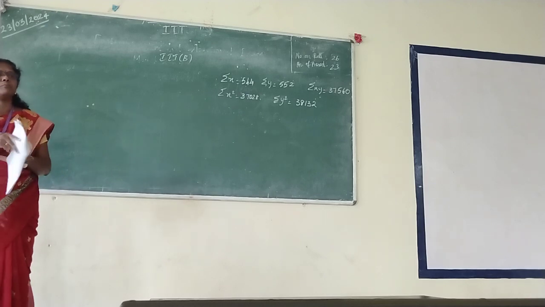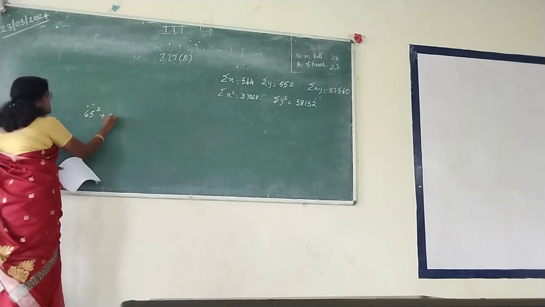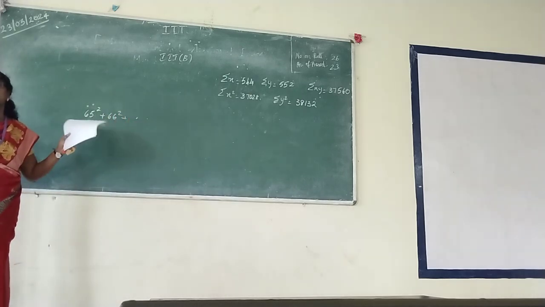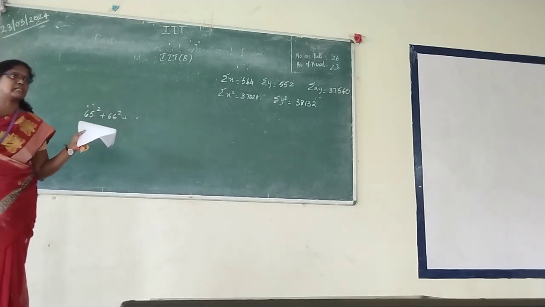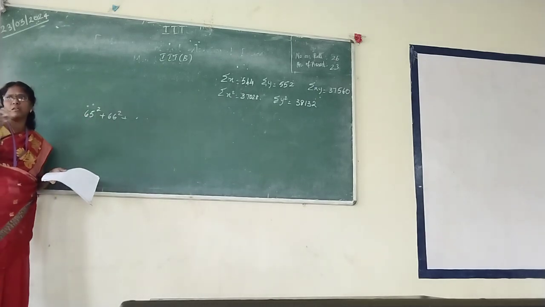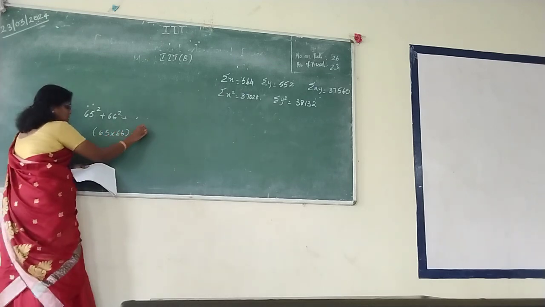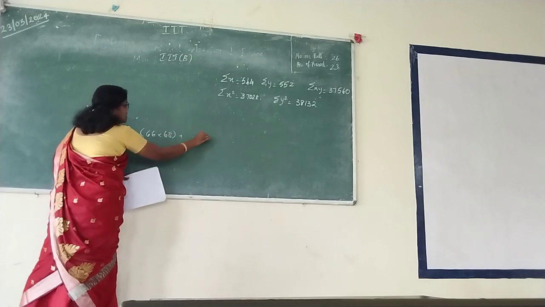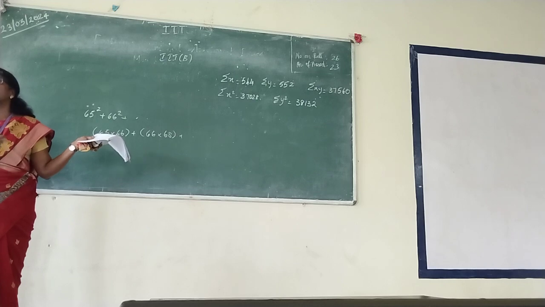For y square, how to input the values in your calculator? 65 square plus 66 square plus etc. Put it and find the summation of y square. Similarly, square the x values and find the summation of x square, to save time in your exam. How to do it for xy? Make use of the brackets property. Open a bracket 65 into 66 plus again open a bracket 66 into 68, etc. If you do it like this, within a few minutes you will get all the totals.